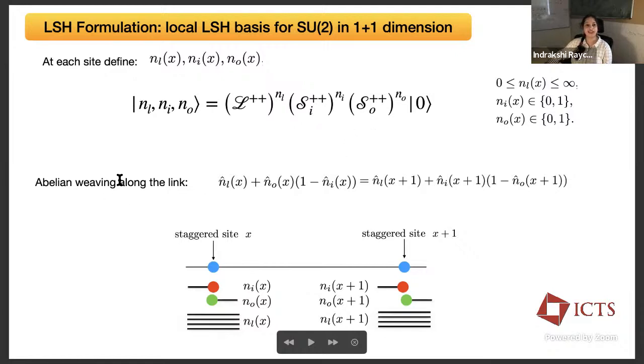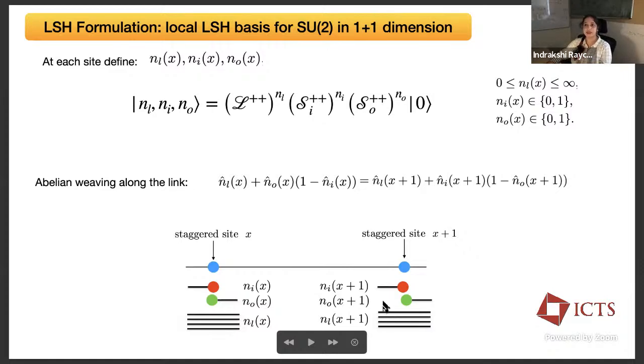And what is missing? What is missing is the weaving along the link, because you have the on-site pictures. To relate them to valid global configurations, they need to be woven along each of the links of the lattice. And this is actually done by the abelian Gauss law constraint, which says that the total number of flux lines should continue until the next site. So if you look at this sample configuration, this number of lines must equal these many lines coming here.